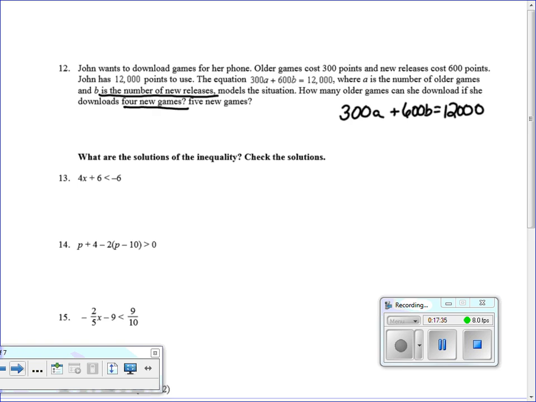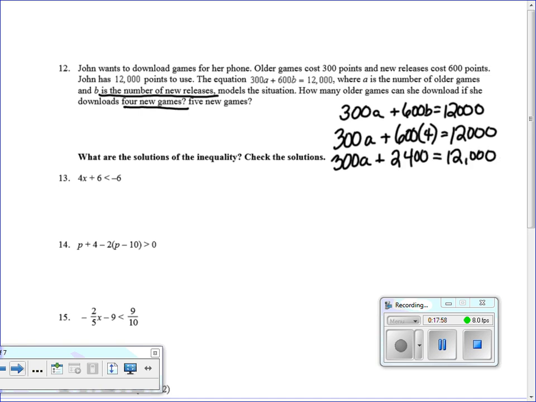So for the first one, we know that he downloads 4 new games. So in this first situation, b is equal to 4. So in our equation, we're going to have 300a plus 600 times 4 equals 12,000. Okay, 300a plus 2,400 equals 12,000. Now you're going to solve it. So we'll subtract 2,400 from both sides.